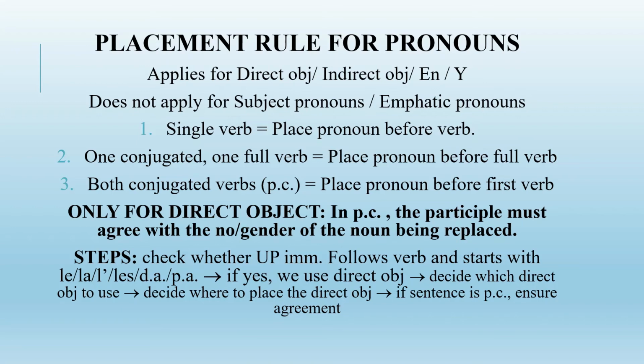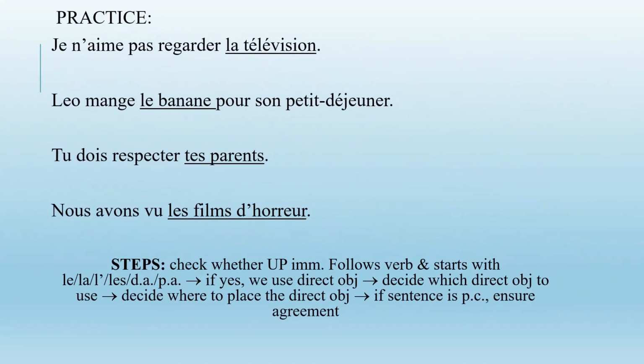Now, only for direct object pronouns, the special rule is that in passé composé, you have to agree the participle with the number and gender of the noun that you are replacing. So I've given you the steps there below, if that helps you to decide how and when to use the direct object pronoun. Let's solve a few examples.